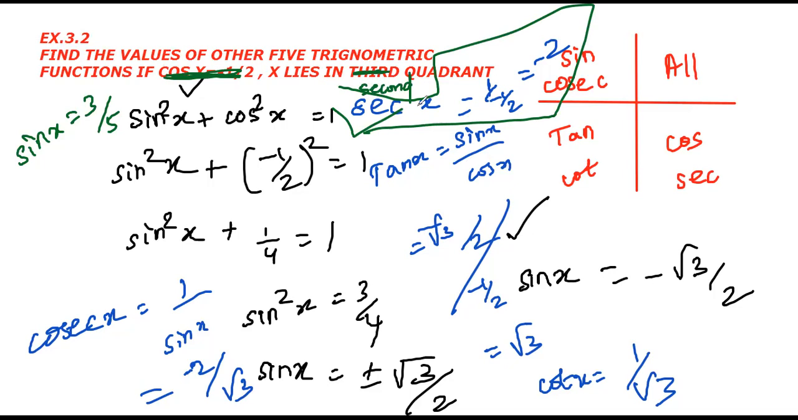Ma'am, tan is root 3 and the cot will be 1 upon root 3. Okay. The next question I'm giving you is homework. Please change the condition as sin x is equal to 3 by 5 and the quadrant as second quadrant. Instead of third, you put second quadrant, and change the cos x in terms of sin x equated to 3 by 5. Pretty basic question. Assume that as homework.